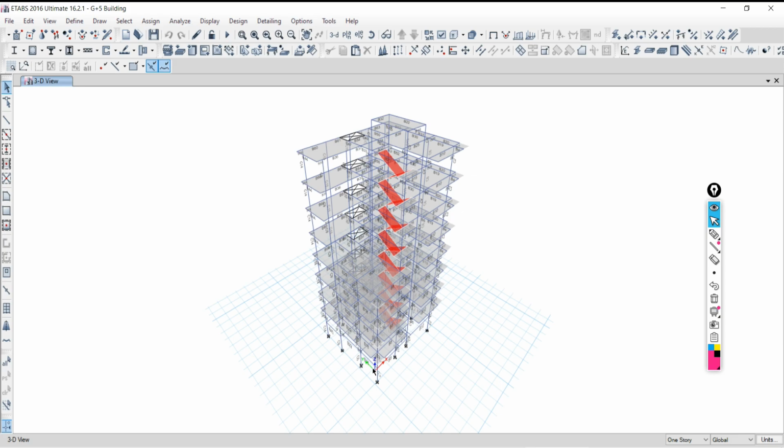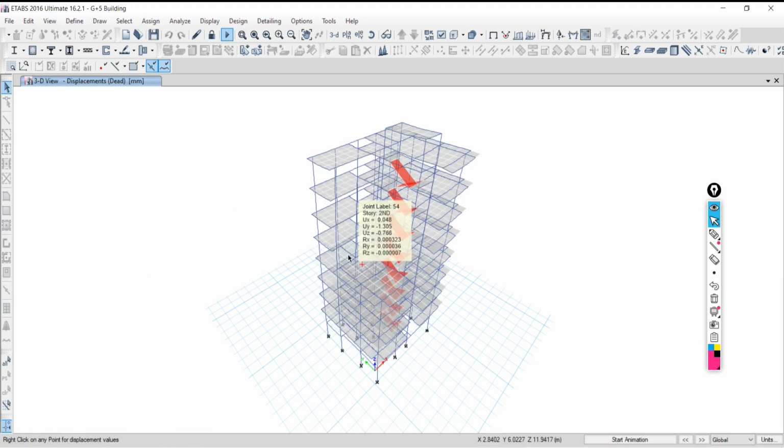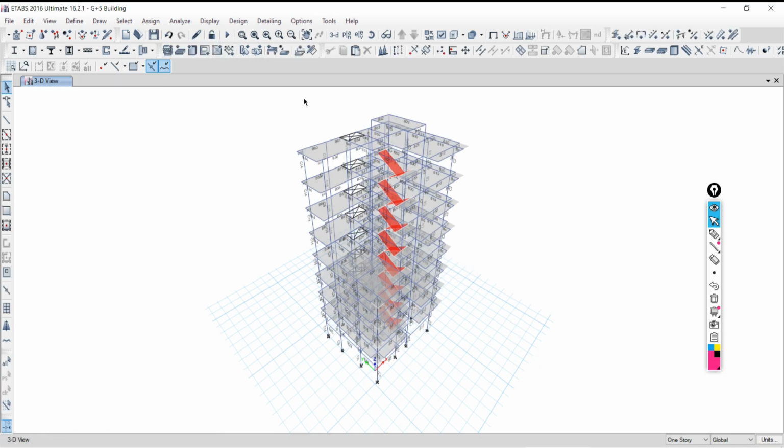under any particular column. So we need to perform the analysis to see the base reaction. Just go to analysis, perform the analysis, and once the analysis gets completed, you can check how much reaction is coming under the particular loading. But before that, I would like to give some introduction about this.